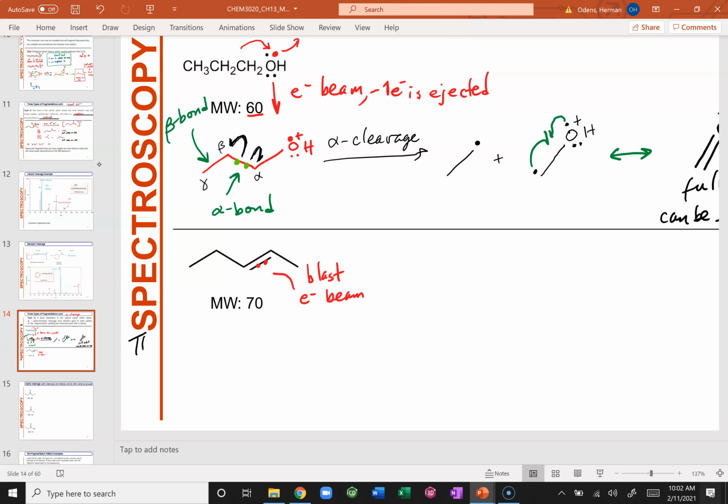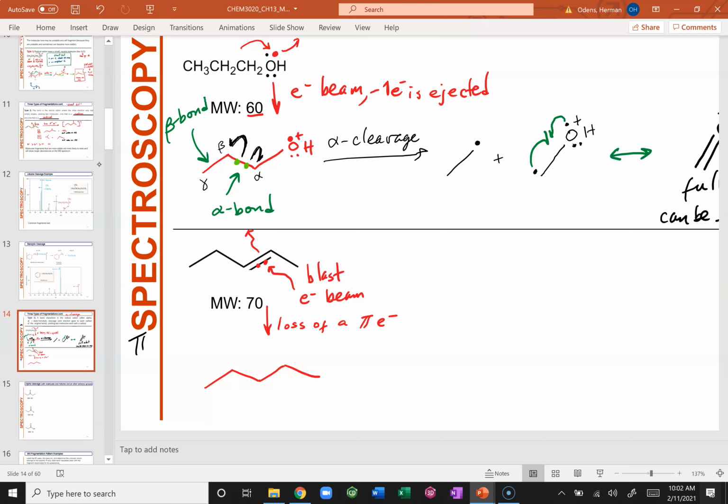I'm going to take that one and kick it. All right. So we're going to be losing one pi electron. So this is the loss of a pi electron. And then you make this. Check this out.